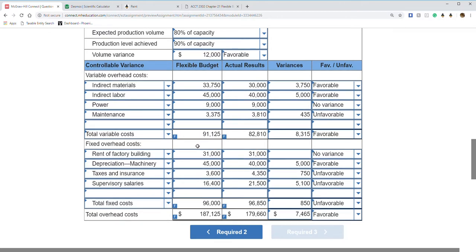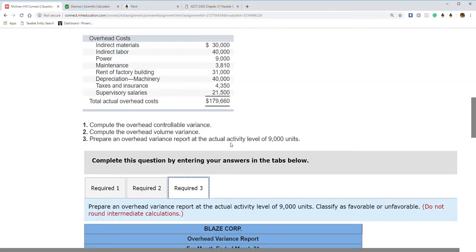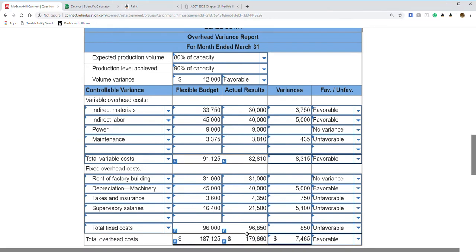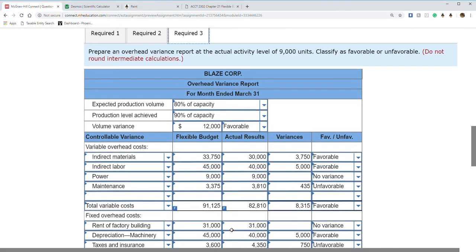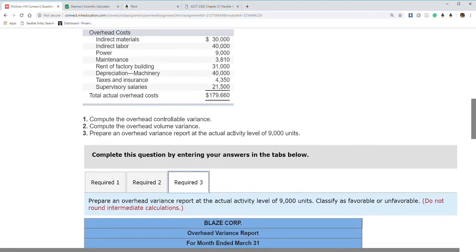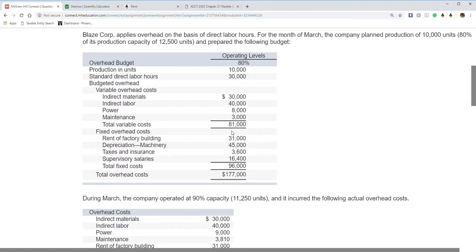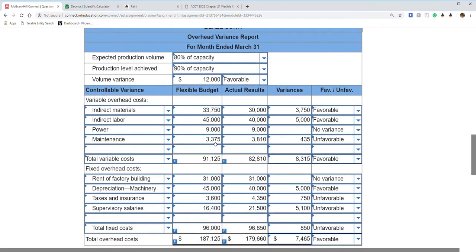So, from here, this is basically what they're going to put as actual. See all the numbers flow through to right here. So total overhead cost of 179,660. Boom. And then it's going to have our flexible budget. Now, our flexible budget, as you can see, does not have any of these numbers. It's again based on 9,000.